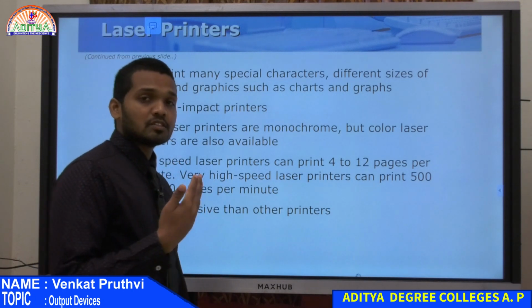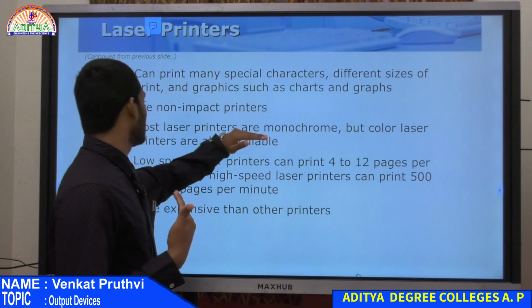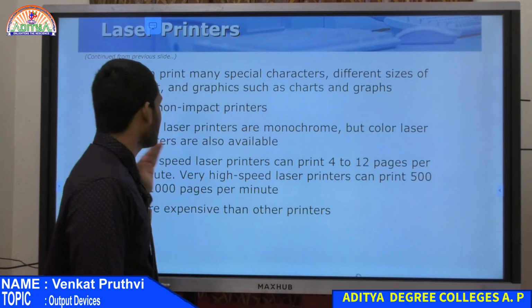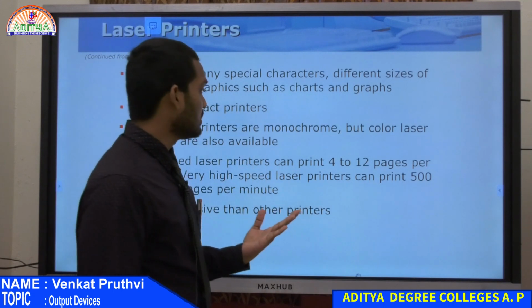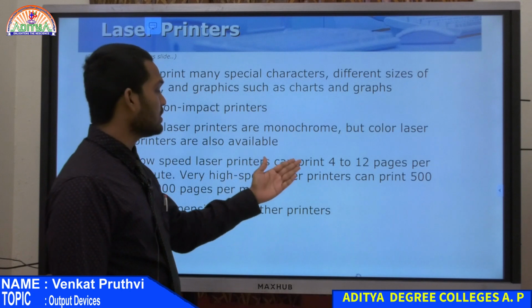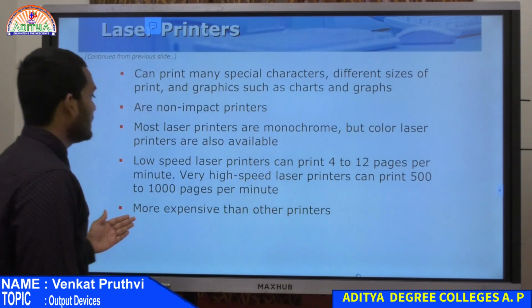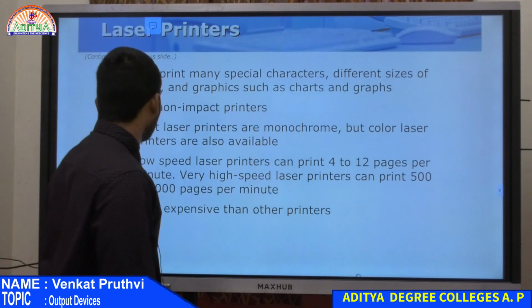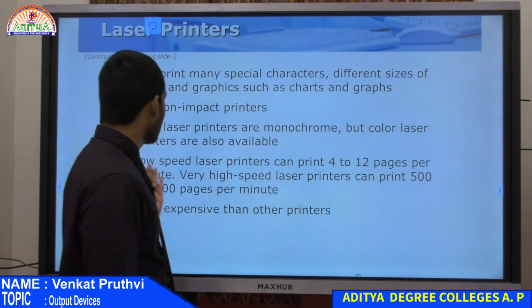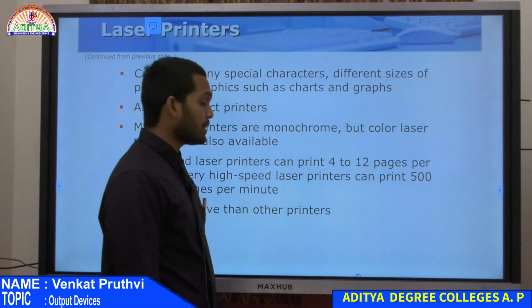The previous versions or the starting versions had this monochrome technology, which you can consider black and white, but the color laser printers are now available and in more use. Okay, then low speed laser printers can print 4 to 12 pages per minute. Very high speed laser printers can print 500 to 1000 pages per minute. So this is the speed of the laser printers, and they are more expensive than any other printer that is available.